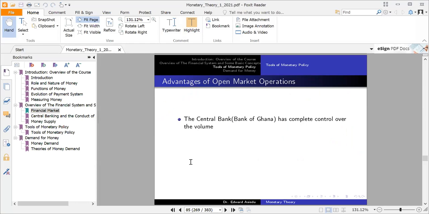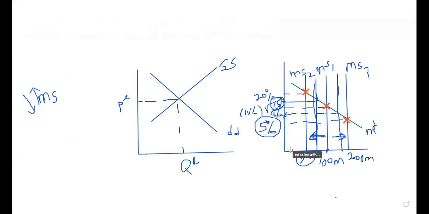Advantage of open market operations: if you do open market sales and open market purchases, the advantage is that the central bank has complete control over the volume. The central bank knows how much they should expand and how much they should contract. So it's very flexible and precise. You know that you are shifting the money supply so much to the left. The central bank has control over the open market operations. You are reducing the money supply so much, or you are expanding it so much.